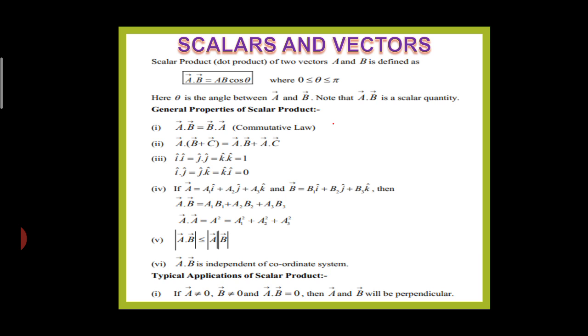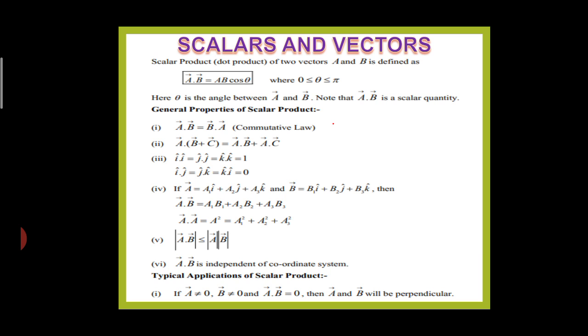Third, i dot i equal to j dot j equal to k dot k equal to 1, where i dot j equal to j dot k equal to k dot i equal to 0. So, the same quantity gives 1 and different, perpendicular quantities give 0.